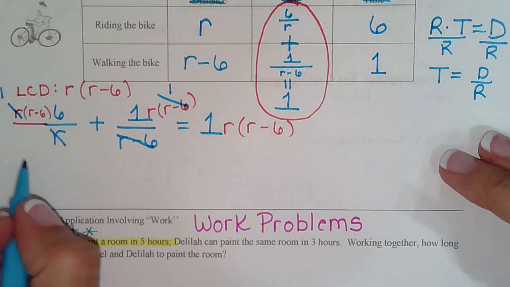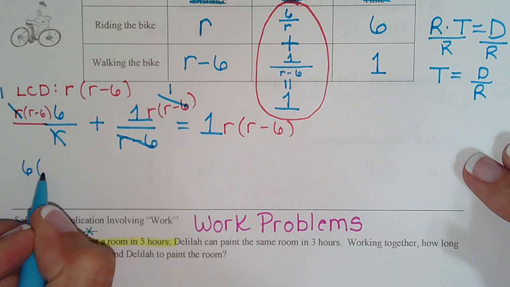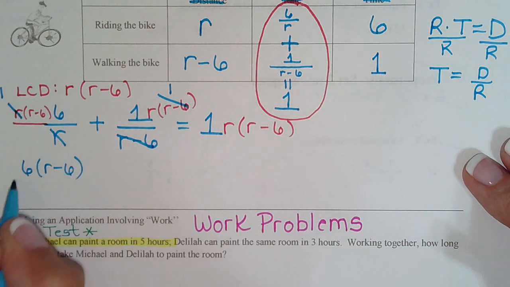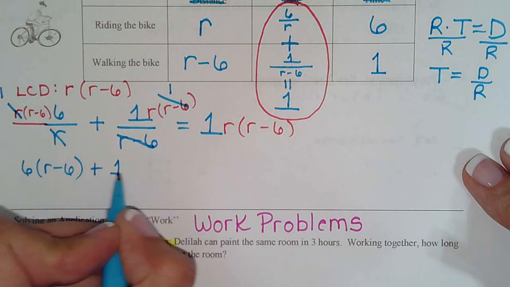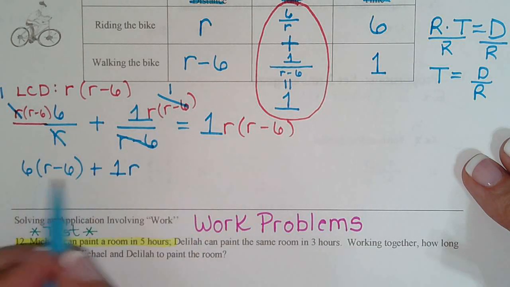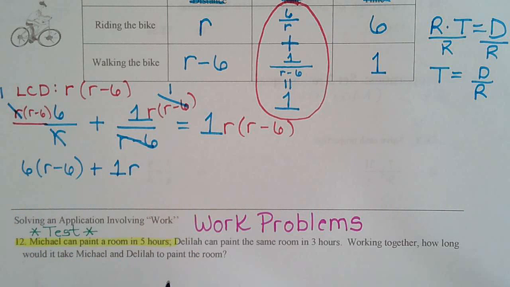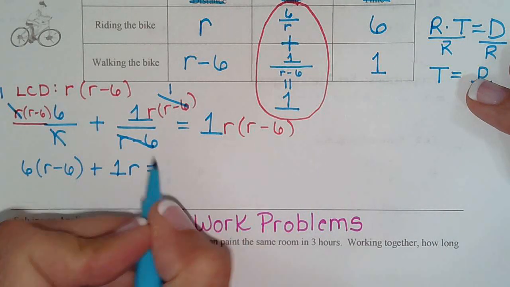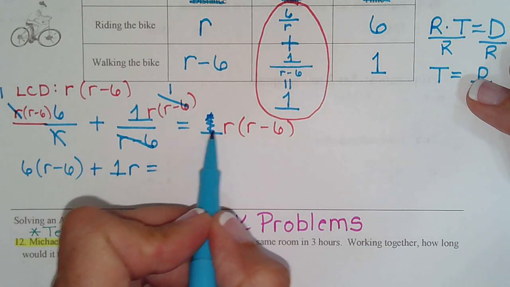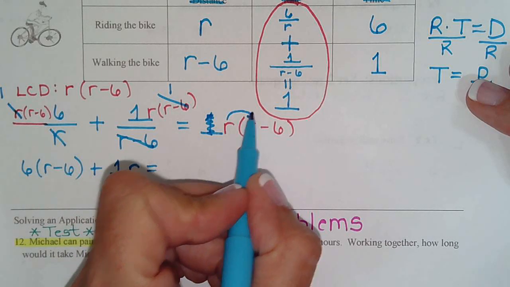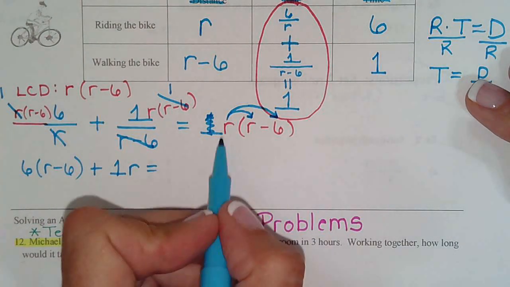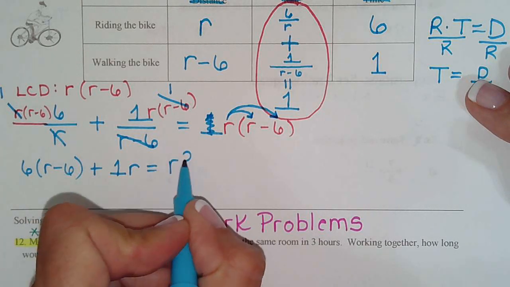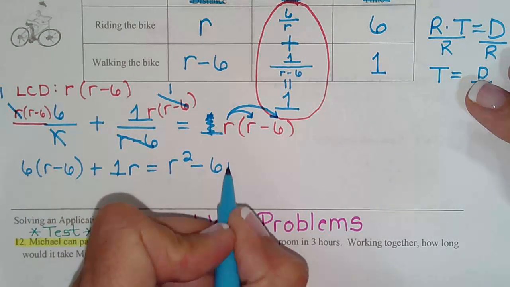So we have 6 parentheses R minus 6. We move the coefficient out in front. Plus 1R, and I'll keep that 1 in it because I can see we're going to have some like terms there. Equals, and this one we don't need because we're going to be distributing, so we'll lose it. So 1 times R is just R. So R squared minus 6R.